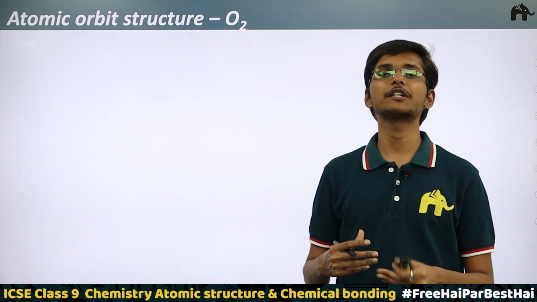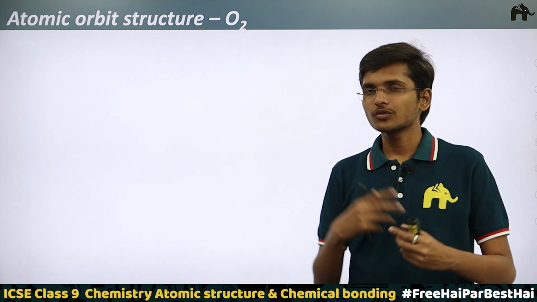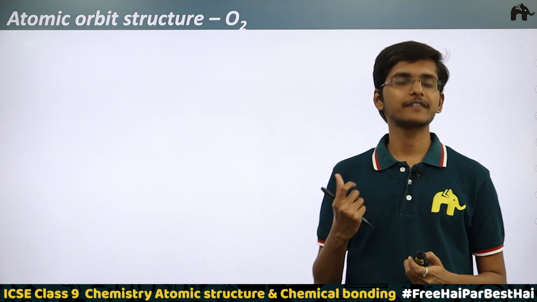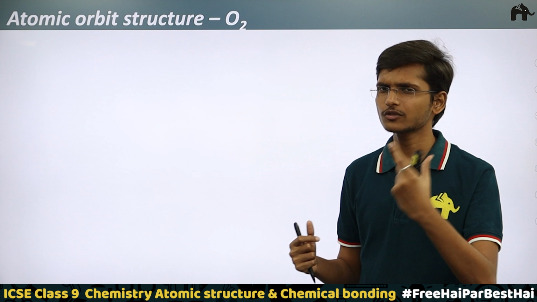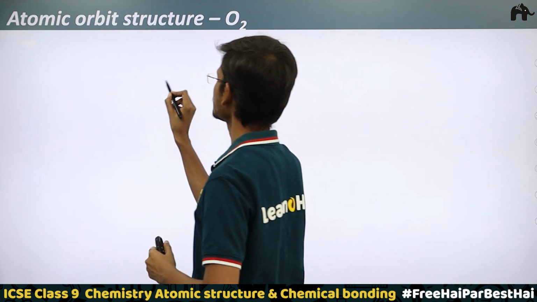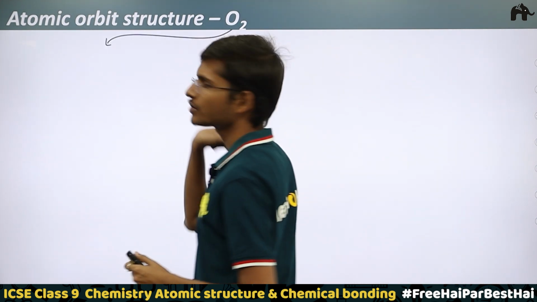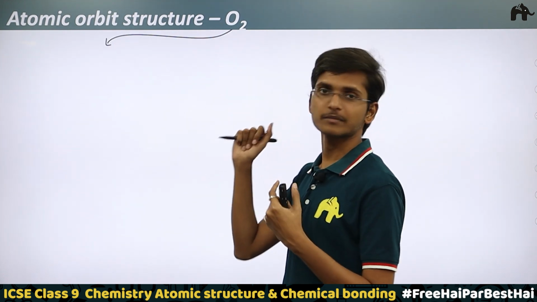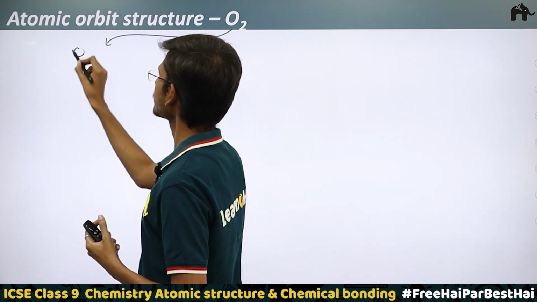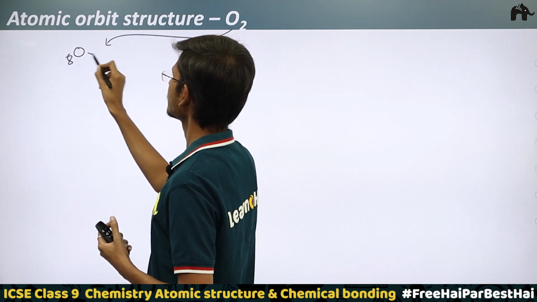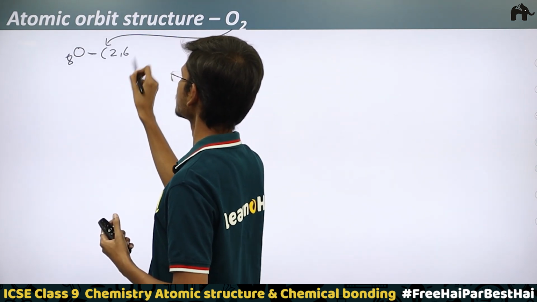Okay, now moving ahead to the oxygen molecule. It's slightly different from the hydrogen and chlorine molecules, so let's try to understand this. We start with the oxygen atom's electronic configuration, because two oxygen atoms are getting combined. Atomic number 8, electronic configuration is 2,6.